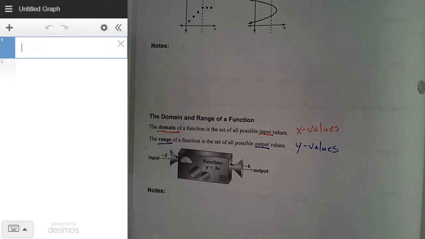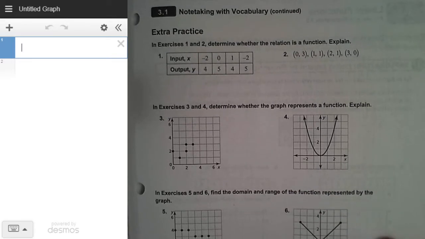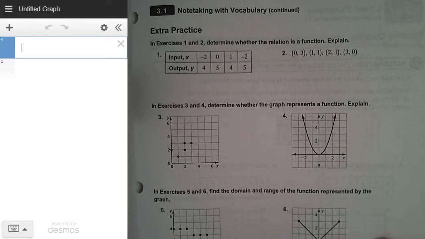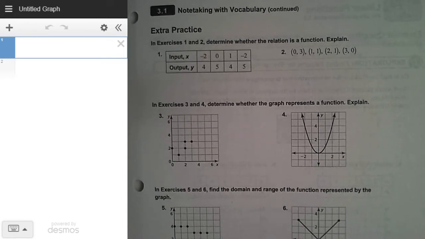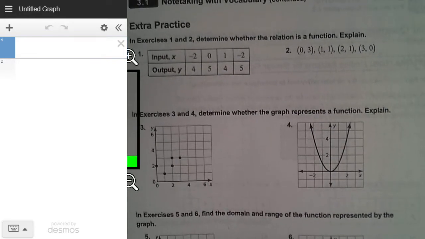Sorry about that. All right, we're going to get in and start these first 7 problems. If you are ahead of the game and are like, I got this, I know how to do this, then you can just fast forward to check your answers. That's totally acceptable. We're looking here in exercises 1 and 2.